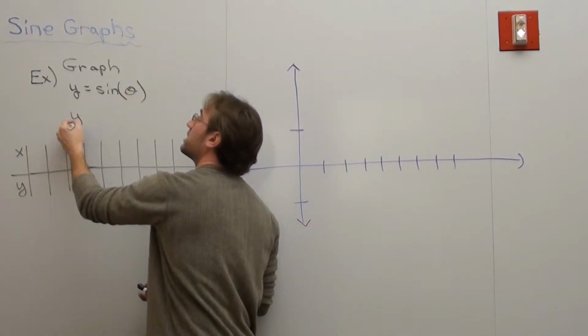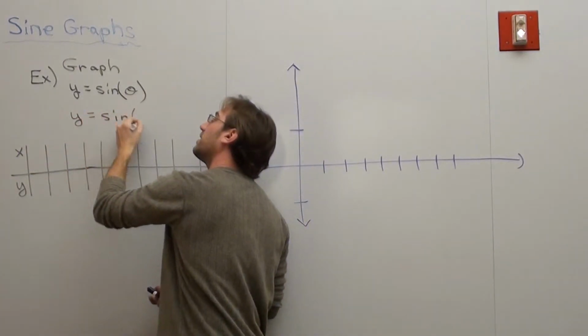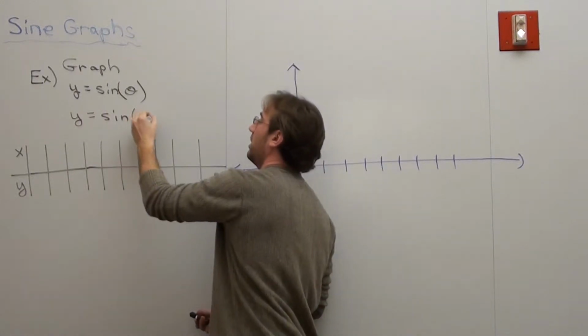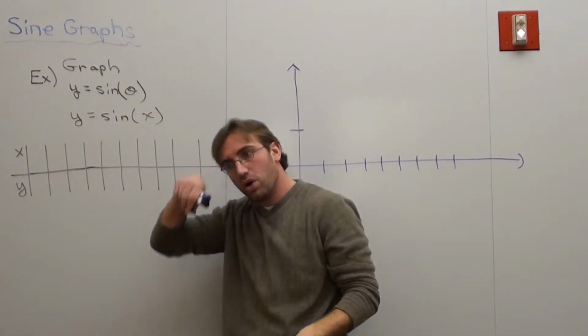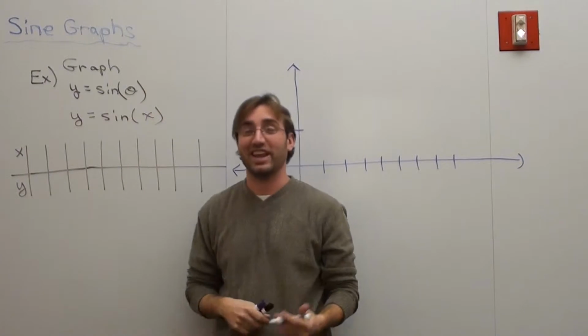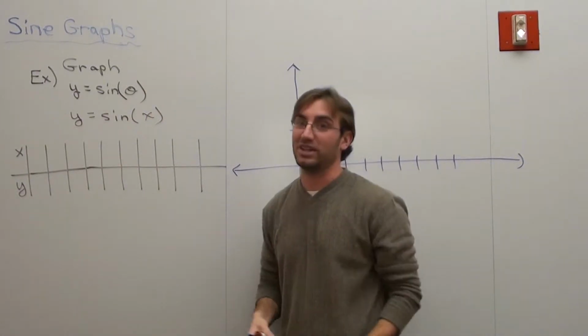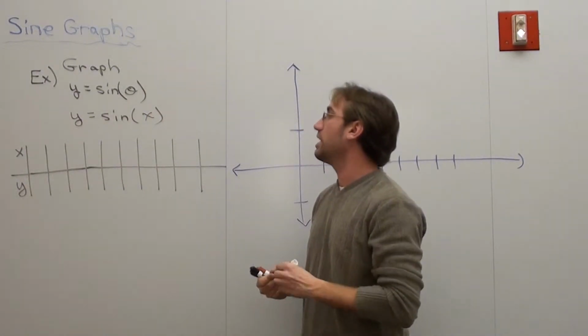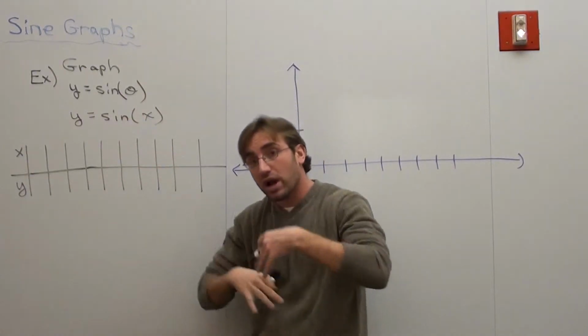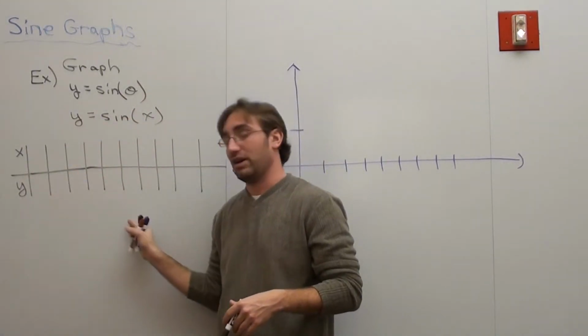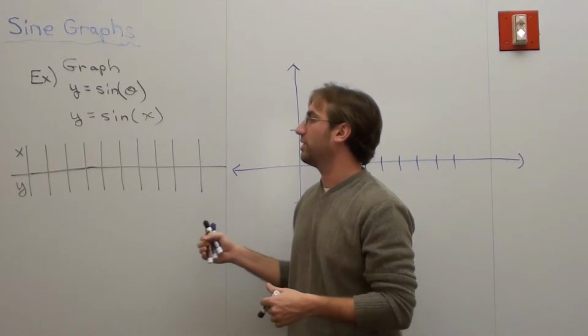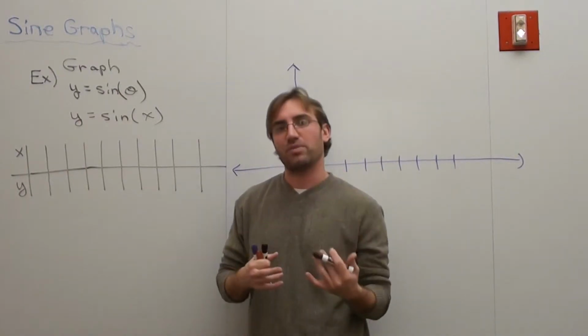What I tell students is, you can also think about it like this: y equals the sine of x. And then all of a sudden, okay, I know what an x is, but I don't know what a theta is. And surprisingly, that really does help. So x is what I'm going to be putting into my graph, and y is going to be what's coming out.